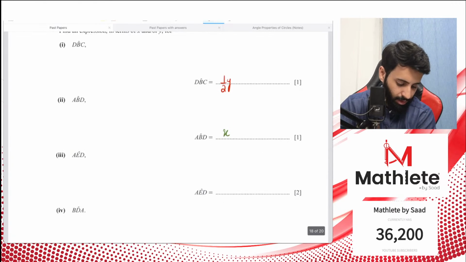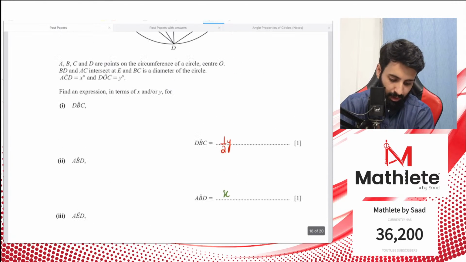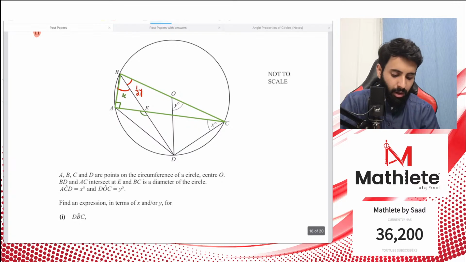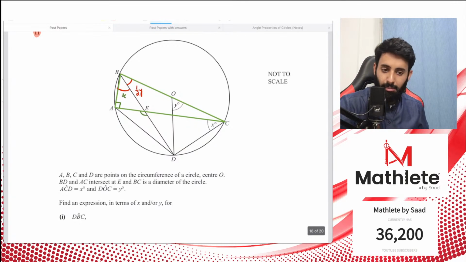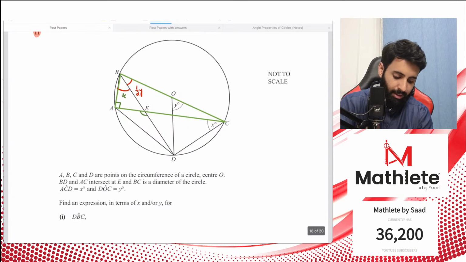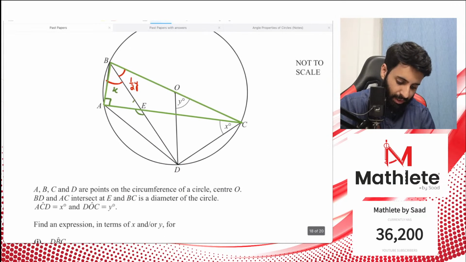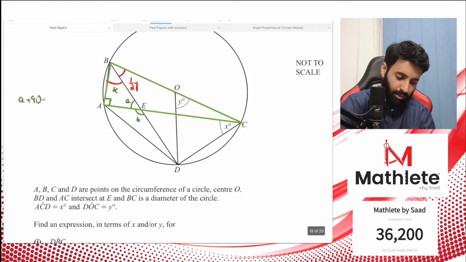Now let's see what you have to find next. You have to find AED, which by the way is a 2-mark question. AED is this angle right here. Now let's see how we can find out this angle. Bear in mind that we have to find out this angle in terms of x or y only. So here's what I'm going to do. I'm going to call this angle A, and the angle that I want, I'm going to call it B. Now as far as A is concerned, A plus 90 plus x. We're talking about this triangle right here.